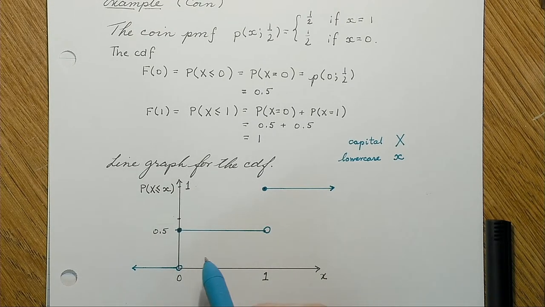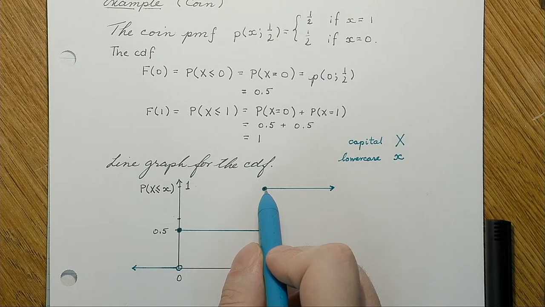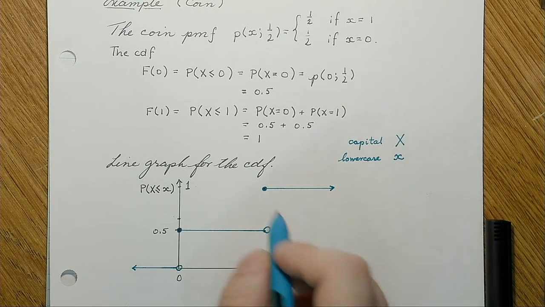So again, just making note, very similar to what we did in calculus 101, we have an open circle, so we go up to that point but not including it, then the actual value would be 0.5. It continues on to the value x equals 1, it doesn't include it, it jumps up again, and then it goes on forever.